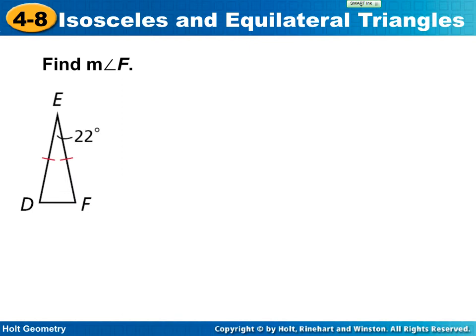So how could we find angle F? Molly, how can we do this one? Subtract 22 from 180 and then divide that number. Okay, so calculate it. Subtract 22 degrees from the total of 180, and then divide that remaining total in half.